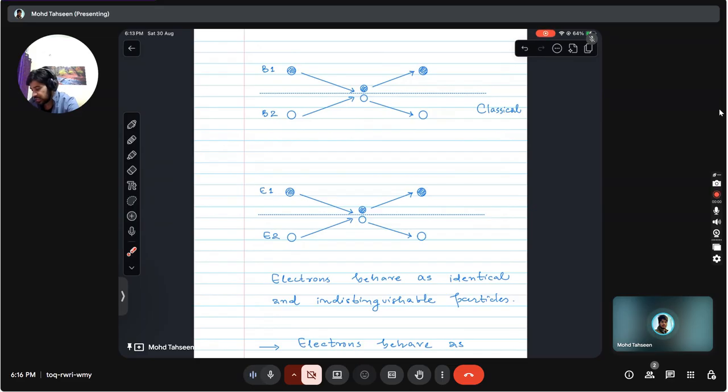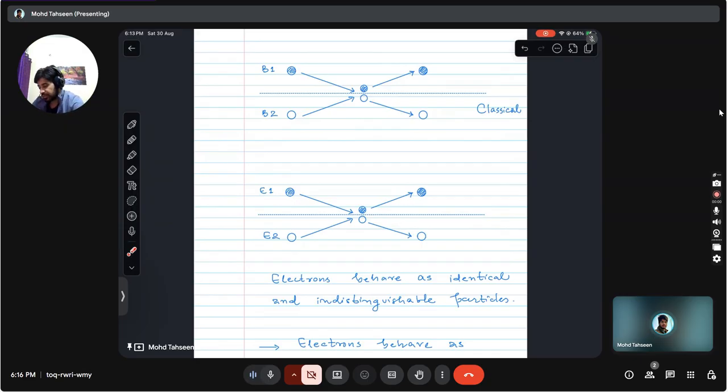So in this case, we can easily distinguish between balls B1 and B2 throughout their trajectory. Throughout the entire trajectory of this motion, we are able to clearly demarcate which one is particle 1, which one is ball 1, and which one is ball 2. And this is true of classical particles.